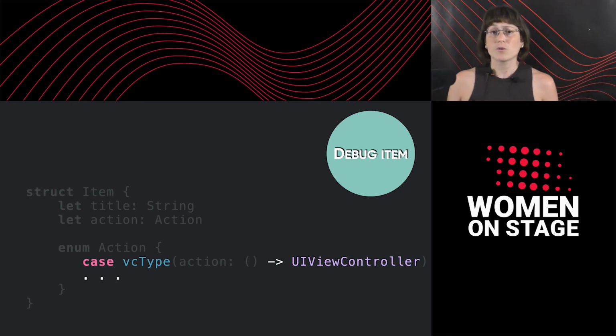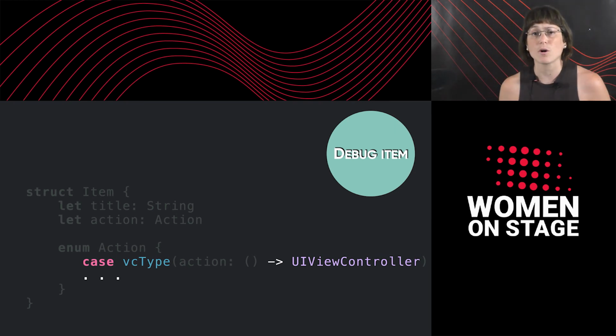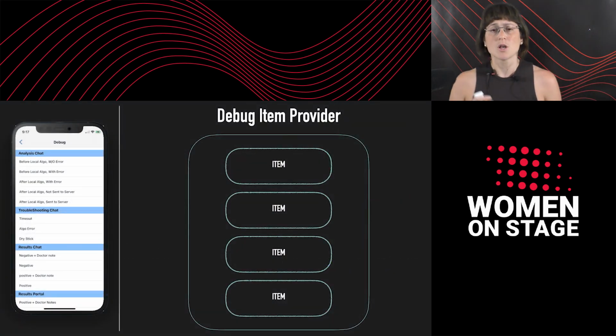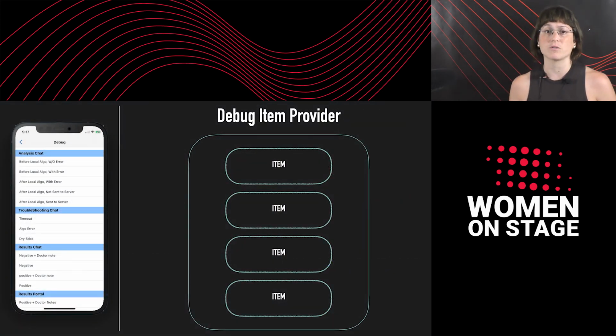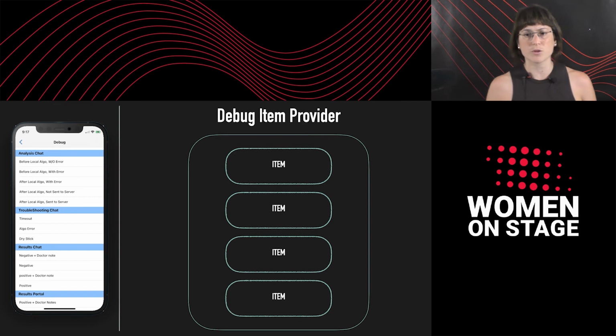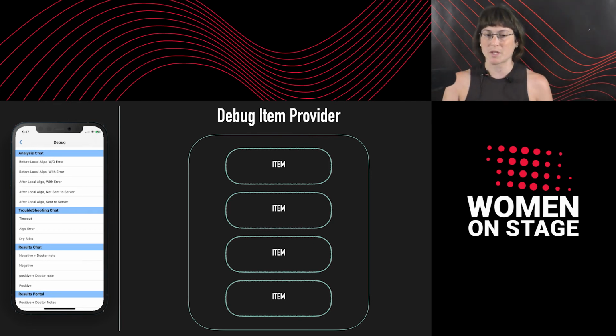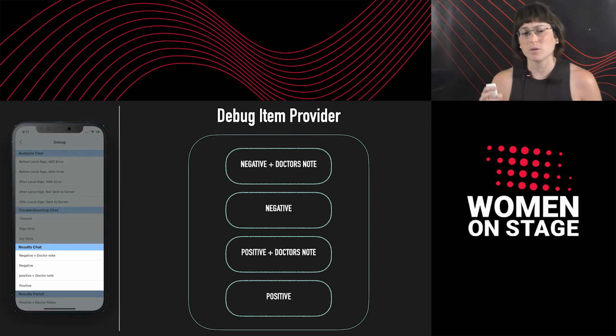There are more cases that you can create depending on your app, and later on we will see a really cool case that we added to our flow. So now that we know the definition of an item, let's take a closer look at an example implementation. We will focus on the results screen.